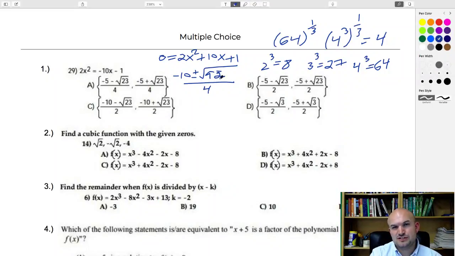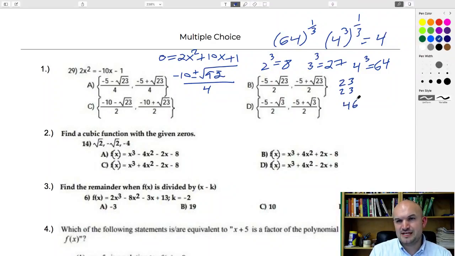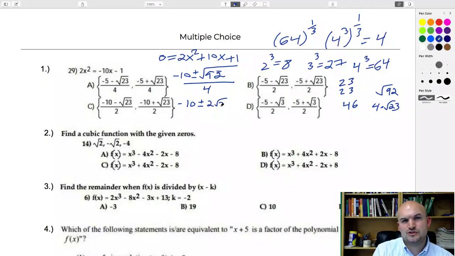Now I just want to see what the square root of 92 divides to. Well, if you see 23, and then 23, you can see that's going to be 46. So you can see that I can rewrite the square root of 92 as 4 times the square root of 23. So therefore, I can really write this as negative 10 plus or minus 2 square root of 23 over 4.